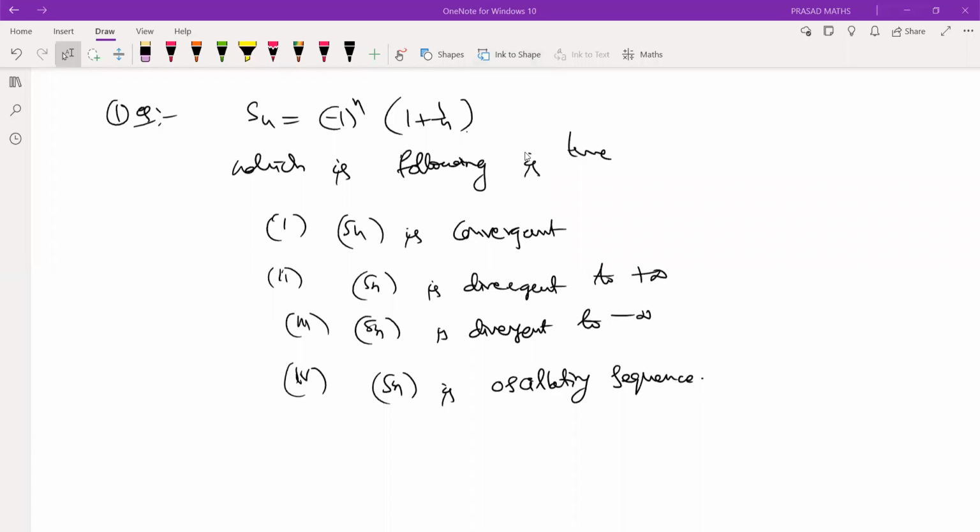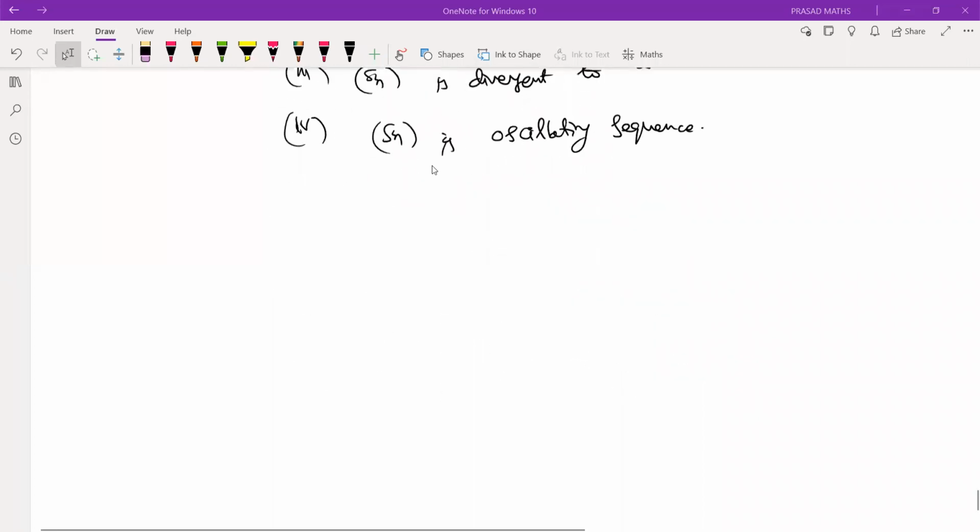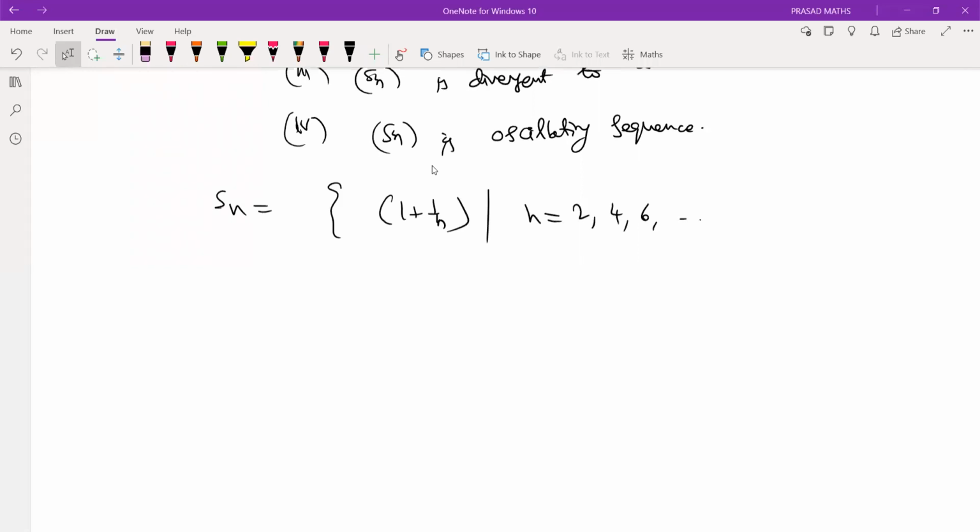Actually there are so many ways, but the simple way is to split the set into 2 pieces. When you take n even, what you get? Minus 1 whole power n is like this. Whenever n is odd, minus 1 whole power n is exactly this. Then the problem becomes easy.